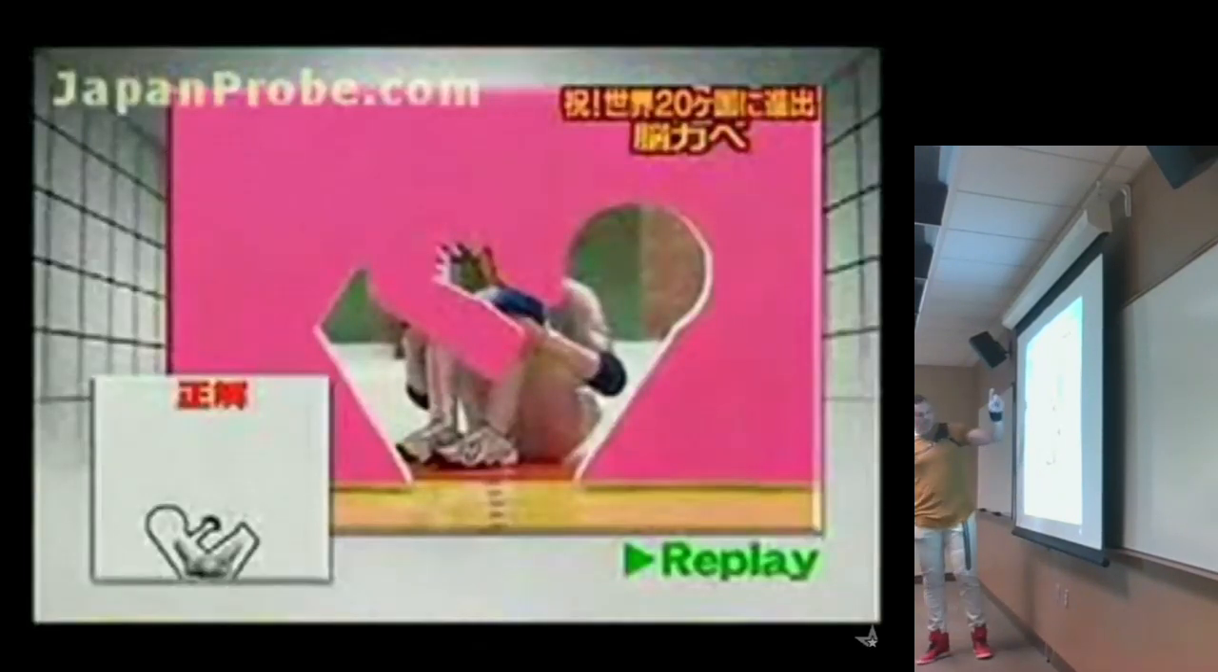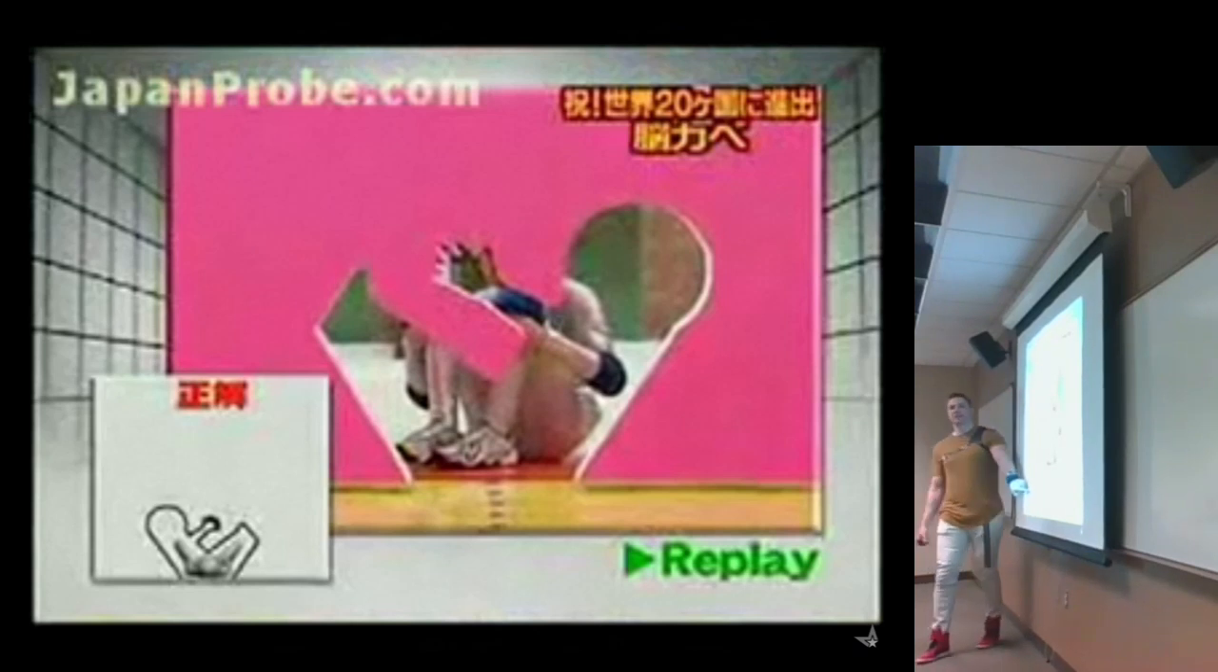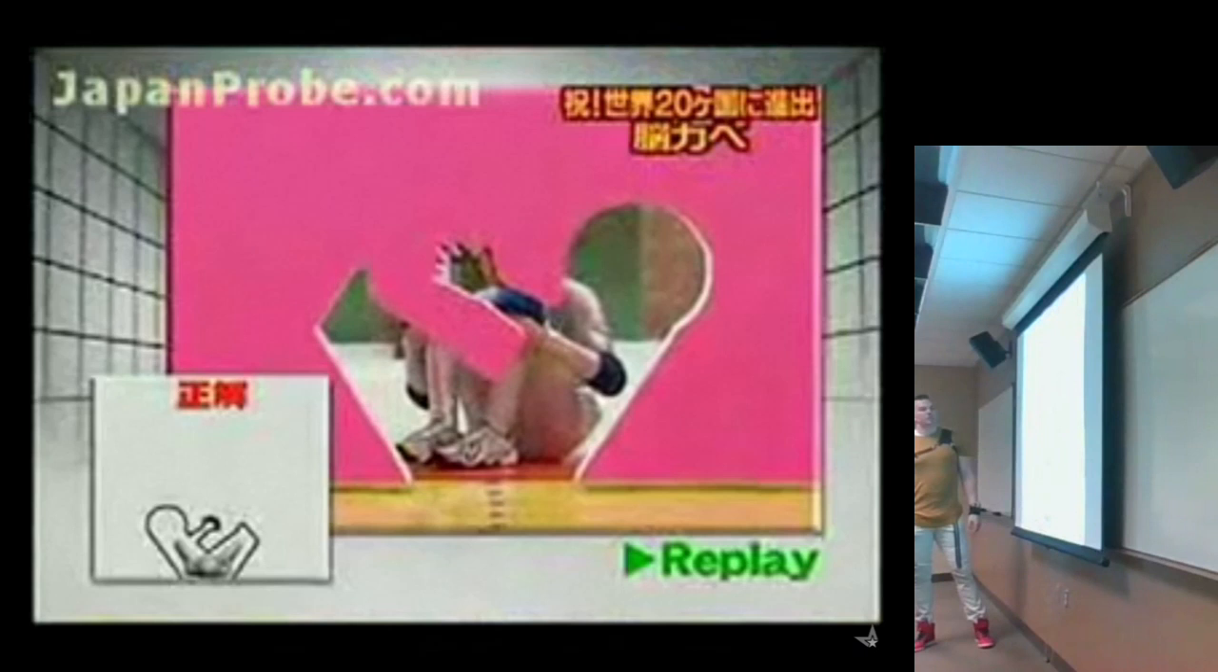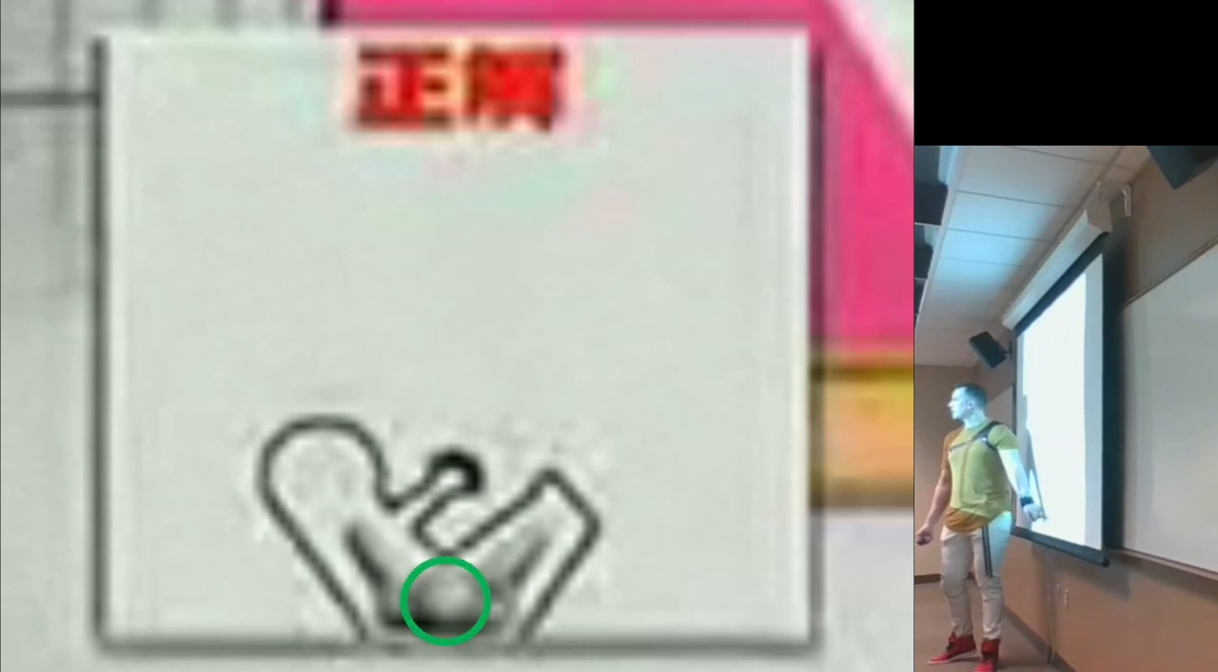However, very nicely, they provided us with the solution right down here. Now when you take a look at the solution, it's a little pixelated because we have to zoom in on it. But you can see that the way you solve this problem is by breaking functional fixedness, not using the representations that are typical. Your head does not go here. Your head goes down here. This is where the head goes. So you've got to lie on your back, split your legs, one over here, one over here.